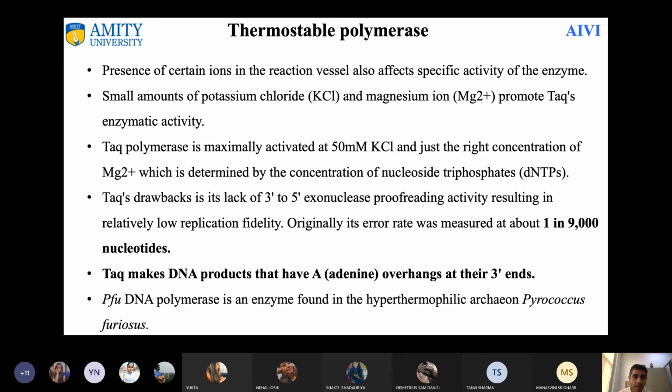One drawback that Taq polymerase has, not a drawback that represents all the thermostable polymerases, but one present in Taq polymerase: it lacks the proofreading activity, that is the 3' to 5' exonuclease activity is missing in this polymerase. So it means if you use this Taq polymerase enzyme for your DNA replication, then it is going to be error prone.